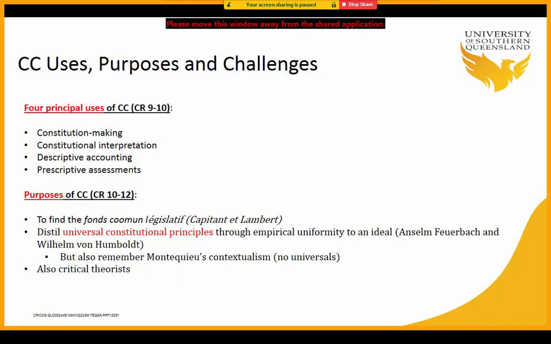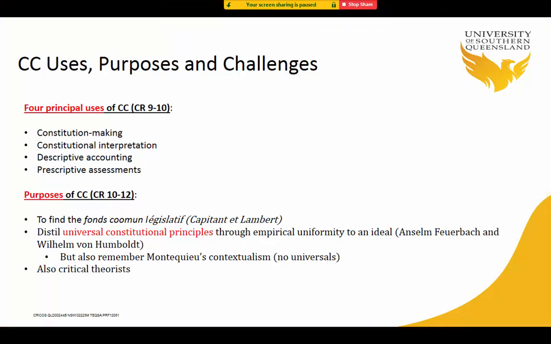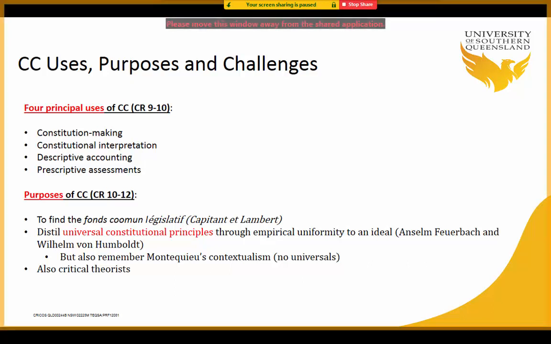Let's look at some of the uses, purposes, and challenges of comparative constitutionalism or comparative constitutional law. There are four principal uses. Okay? The first one is constitution making. I've just alluded to the point that some countries are going out there shopping for constitutions.